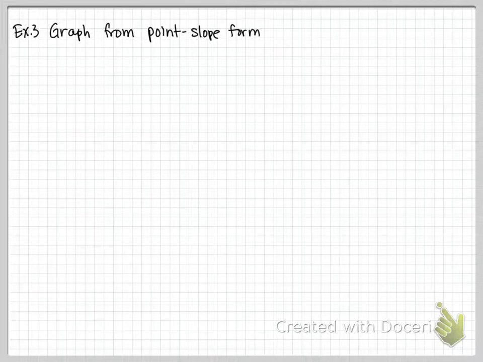Because remember, all we need to graph is a point and a slope. That's the minimum of what we need. Okay? So the directions are going to say graph y minus 1 equals 2 times the quantity x plus 2. Okay, so this is something you need to understand. Okay, are you ready?